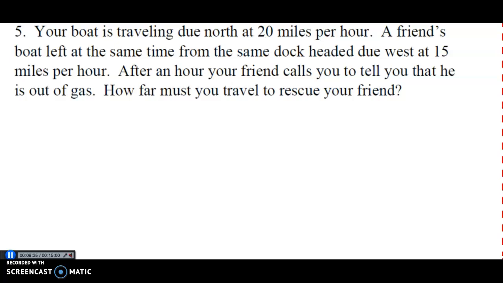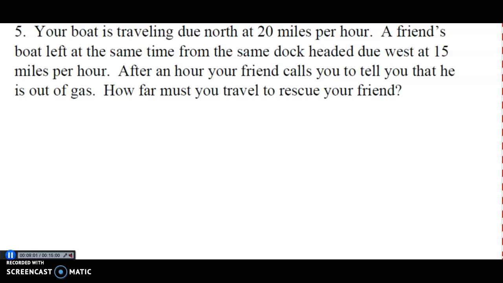Your boat is traveling due north at 20 miles per hour. A friend's boat left at the same time from the same dock headed due west at 15 miles per hour. After an hour, your friend calls you to tell you that he is out of gas. How far must you travel to rescue your friend? So first thing, whenever we have a geometric word problem, we need to draw it out. Again, you want to have some sort of a diagram there.